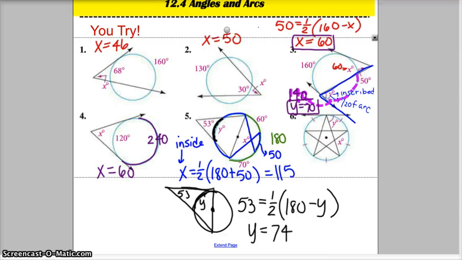Number 3 started getting a little bit crazy, so I tried to write over things. Hopefully you guys can understand it. I'll talk you through it. Angle Y I wrote over in blue. It's an inscribed angle, so it's half of its whole arc.